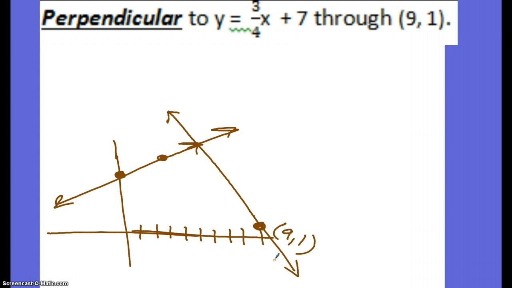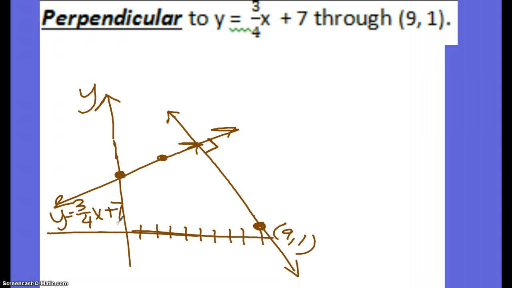So if you notice, it looks like our y-intercept is going to be a fairly large number because that line's going to keep going, and to hit the y-axis, it's going to be pretty high. So that's what I'm going to look for when I find the y-intercept. I'm going to see that it is going to be a pretty big number. So here, this is y equals 3/4 x plus 7.